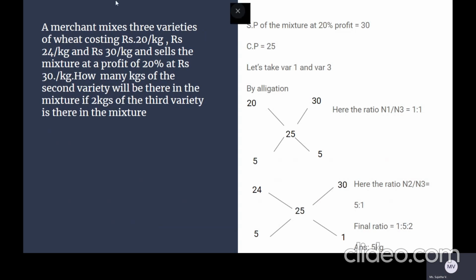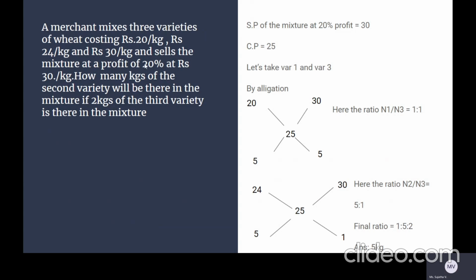So here we have three varieties. One is rupees 20 per kg. What will we take as the average here? You have to take cost price as the average. So rupees 20 per kg is A1, rupees 24 per kg is A2, and rupees 30 per kg is A3. Now 30 per kg is not the average cost price, it is the average selling price of the mixture. So like we did in one of the questions previously, we first have to find the cost price. Only then can we work further with alligation.